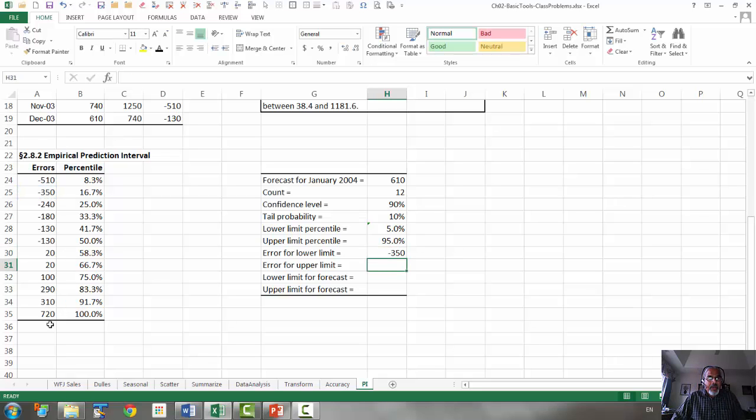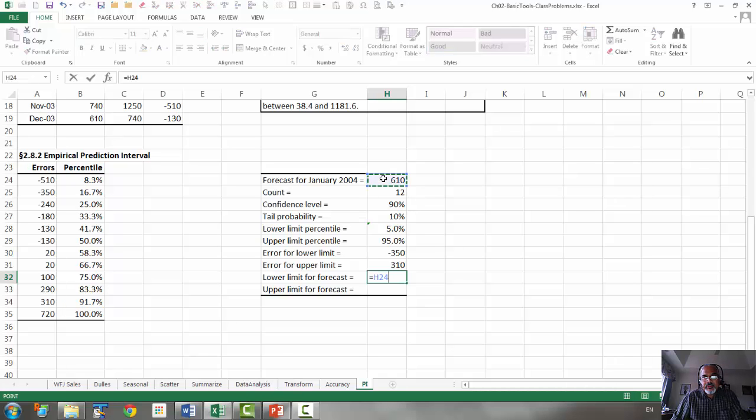Now the error for the upper limit will be found in a similar fashion. So 310 will cover up to 91.7%, and then you get to 100%. So 91.7% is the closest to 95%. Whichever is closer, that's what you have to take. So it's not exact like in the normal distribution.